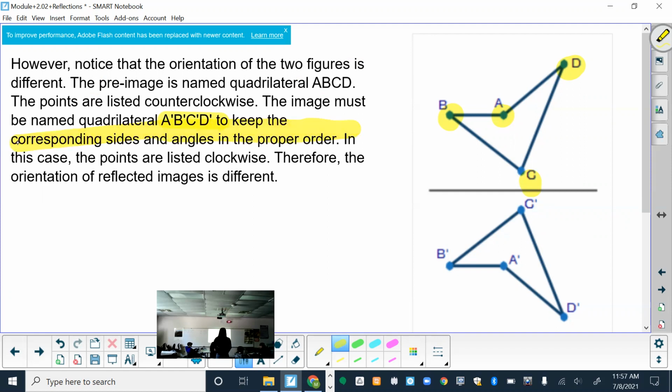Just to keep it corresponding in the proper order. So even though they're listed clockwise in the reflected image, you still name it the way that it is originally.